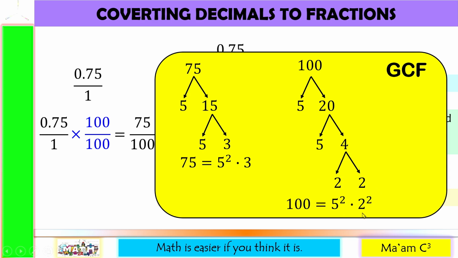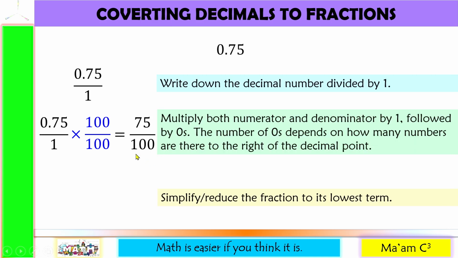1, 2, 2 squared. Now, how do we determine the GCF? Greatest common. Their common factor is 5. Here, 5 and 5. That is their common factor. Since both of them have 5 squared, then that is their common factor. 5 squared, which is equal to 25. So our GCF is equal to 25. So let us copy 75 over 100 and then let us divide both numerator and denominator by the GCF.